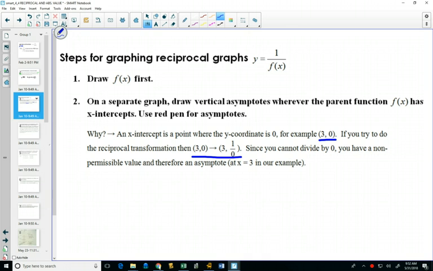And so what we're going to have is an asymptote wherever our original graph has an x-intercept. And with these steps, I'm going to go through them rather quickly. Then we'll see an example which really shows what I mean by all of these steps. And then we can go back to the steps and think about them some more, which I think will really make you be able to understand it really well. So we're going to have vertical asymptotes wherever we have x-intercepts.